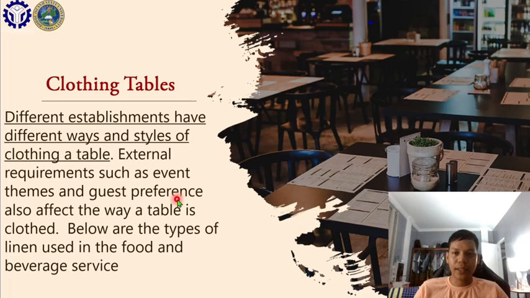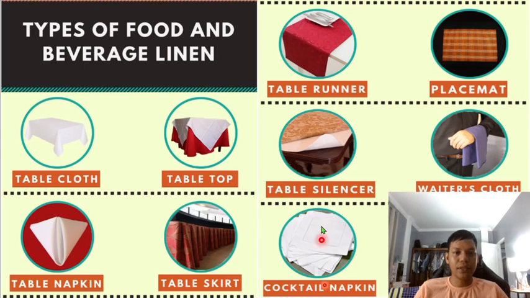There are different types of food and beverage linen that are very useful in the operations. So we have here 10 types of food and beverage linen. There are lots of F&B linen, but we will just talk about the 10 types commonly used in the establishment. Number one, we have the table runner.